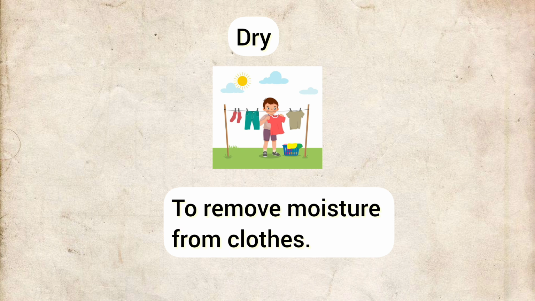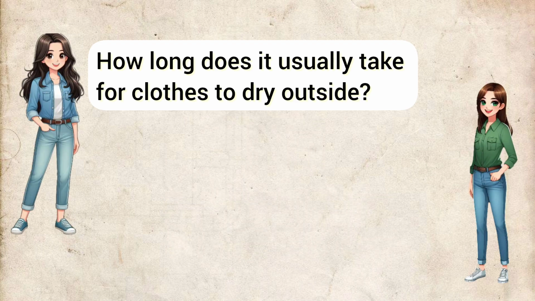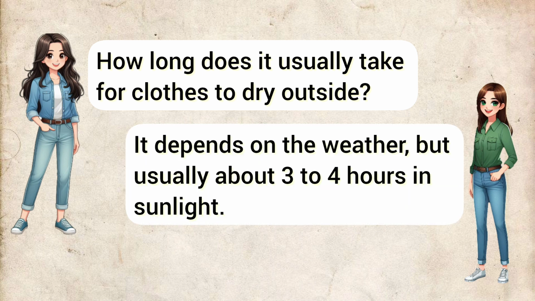Dry. To remove moisture from clothes. How long does it usually take for clothes to dry outside? It depends on the weather, but usually about 3 to 4 hours in sunlight.